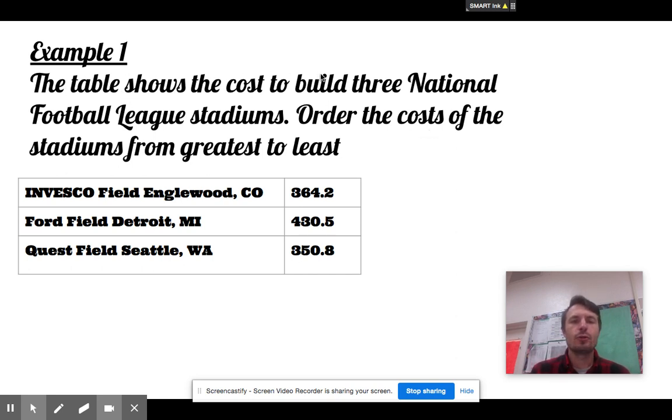It says the table shows the cost to build 3 National Football League stadiums. Order the costs of the stadiums from greatest to least. And of course, these numbers represent millions. So to build the Invesco Field Inglewood Stadium in Colorado, it was $364.2 million. The Ford Field Stadium in Detroit, Michigan, $430.5 million, and Quest Field Stadium in Seattle, Washington, $350.8 million.